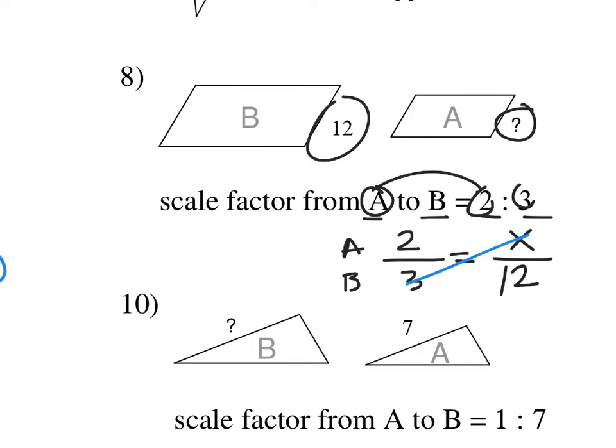And that's where they try to trick you. But we got that. We just got to keep the order with A and B. Equals 24. Divide by 3, divide by 3. X equals 8. Okay.